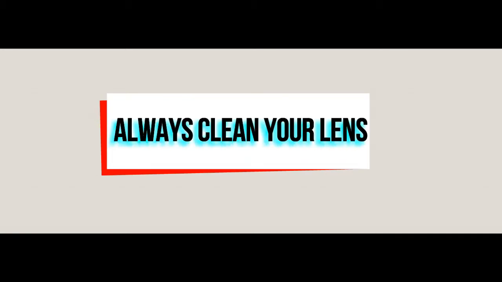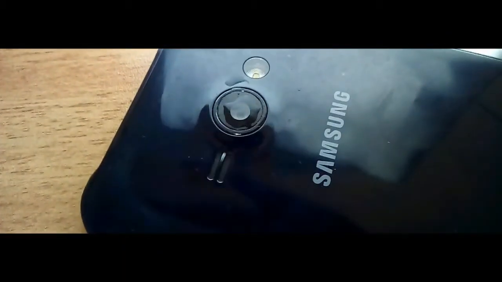First tip, always clean your smartphone camera's lens. You can just clean with the help of a clean cloth or apply a drop of water, then just clean it. Do not use any chemicals which will damage your camera's lens.